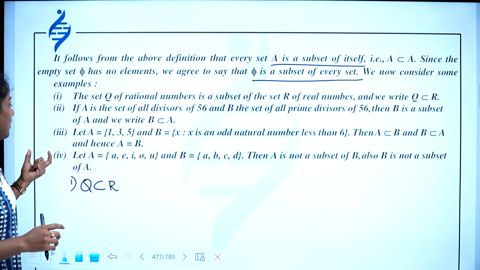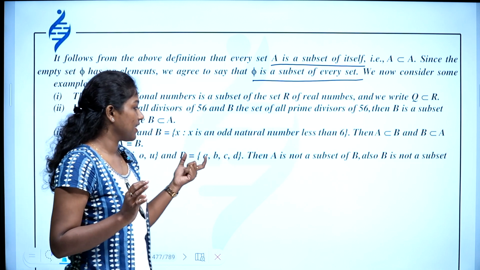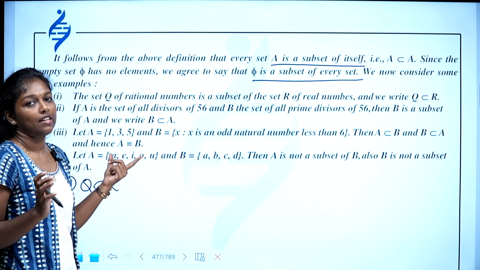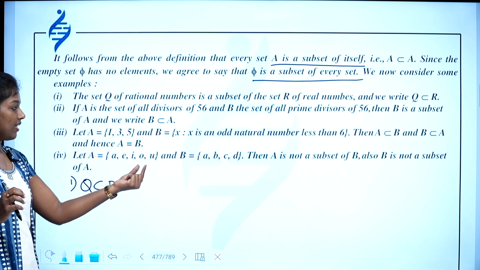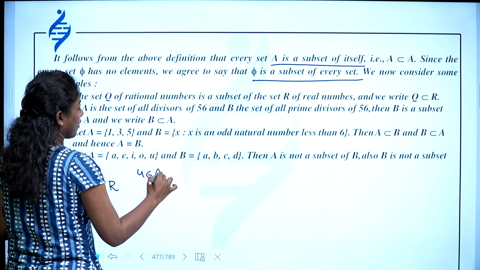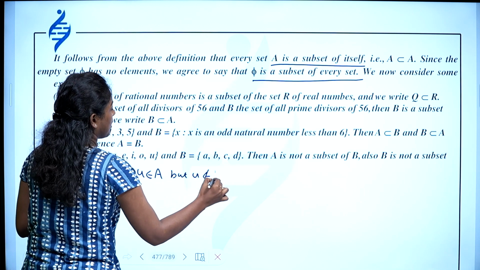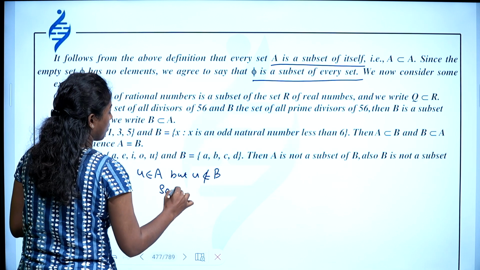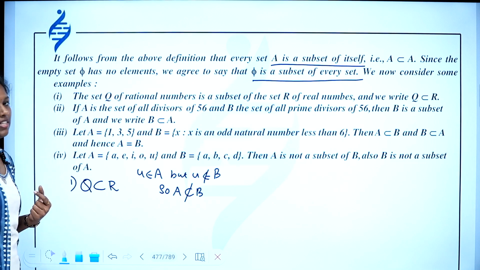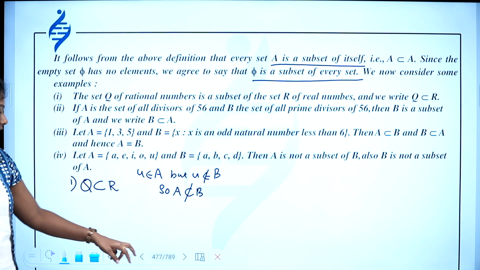Then in the fourth one, A is equal to {a, e, i, o, u}, the set of vowels, and B is equal to {a, b, c, d}. Then A is not a subset of B. Also B is not a subset of A. Why? Because as you can see, A has the element u. U belongs to A, but u does not belong to B. So A is not a subset of B. So we can write it like this.